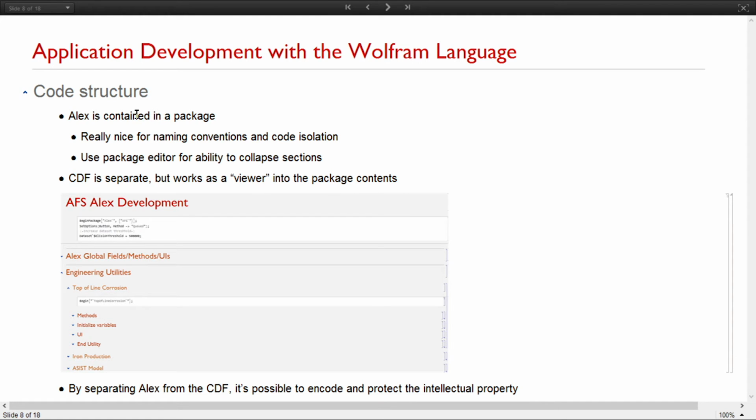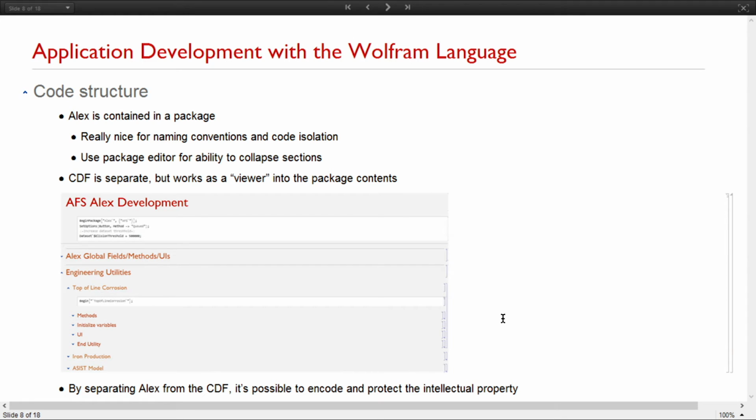So ALEX is contained in a package. That's really nice for naming conventions. It makes it really easy to isolate your code, and using the colon key or whatever, you can isolate it and grab a particular variable from a certain context. I also like the package editor, basically just because it allows me to collapse these different sections, and I can organize it really nicely. I can have an individual module and then everything related to that, and isolate out the methods from the UI and things like that.